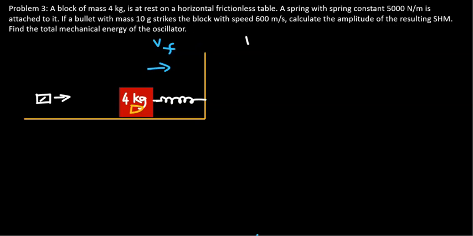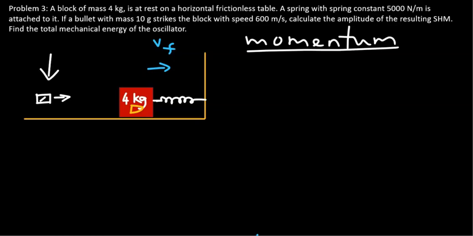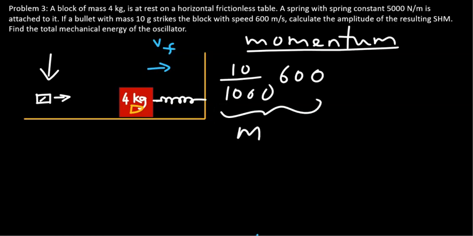We can calculate that using the conservation of linear momentum. Conservation of linear momentum says the linear momentum before and after impact must be the same. Now before impact the block is not moving, so the linear momentum of the system is due just to the bullet. So the mass of the bullet is 10 grams, so convert that into kg, 10 over 1,000, and it is moving with a speed of 600 meter per second. So that is the momentum of the bullet. And that must be the same as the momentum of the system after the impact.